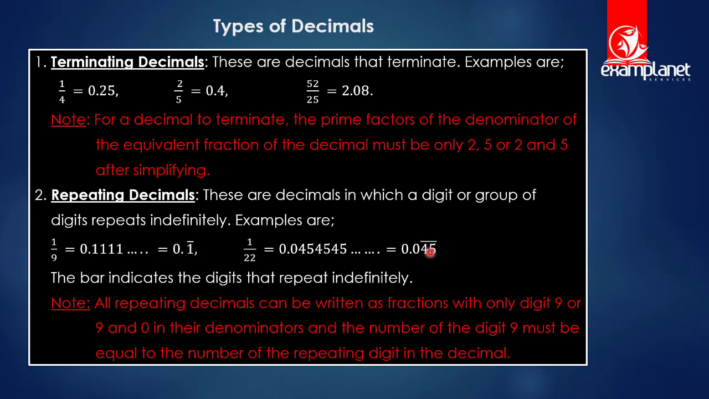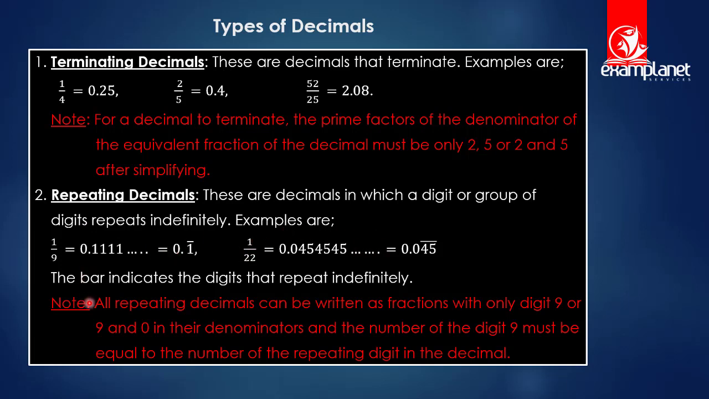All right, so here as well, we have 0.04545455, so we put the bar on the 4, 5. So this bar simply indicates the digits that repeat indefinitely. So when you see a bar on a number like this after a decimal point, that means that digit or the number repeats indefinitely. It could be one number, it could be two numbers, it could be three numbers, it could be four, it could be five, it could be the number of digits you have. So it means they repeat indefinitely. So these are called repeating decimals.